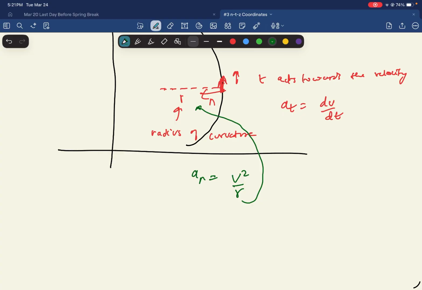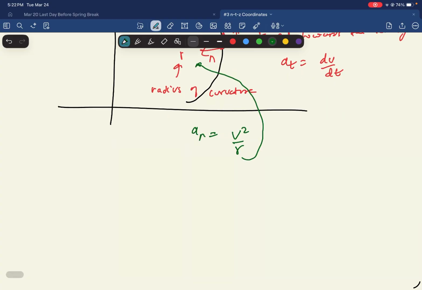But here is the catch. How do you find r? Back in our calculus days, if you remember, we learned about curvature, finding the measure of curvature, and we denoted it with kappa.